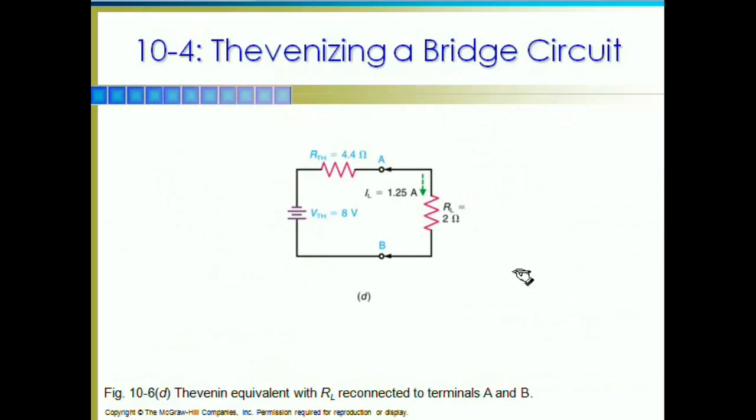And so that whole circuit ends up with my Thevenin equivalent resistance, my voltage 8 volts, drawn so it is in the negative configuration. So 2 ohms and 4.4 ohms.